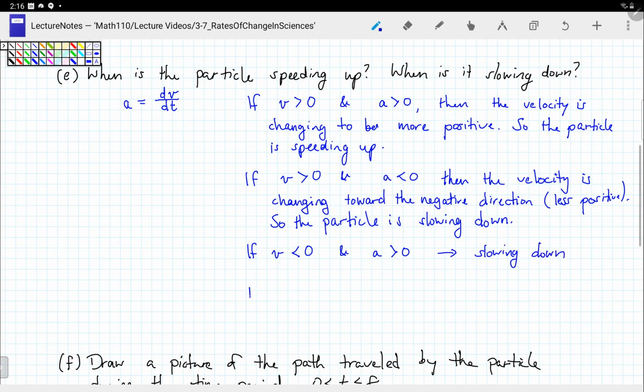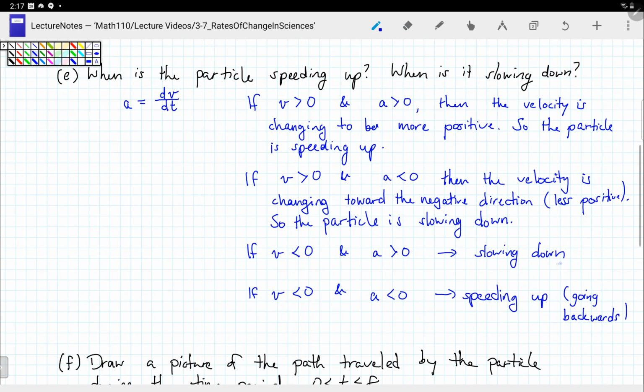And finally, if the velocity is negative and the acceleration is negative, acceleration is negative means you are moving the velocity to be more in the negative direction. You are decreasing the velocity. And that's not the same as decreasing the speed. You are moving the velocity more towards the negative direction. If it's already negative and you're moving it more towards the negative direction, then it's becoming a bigger negative number, which means you are speeding up, going backwards.